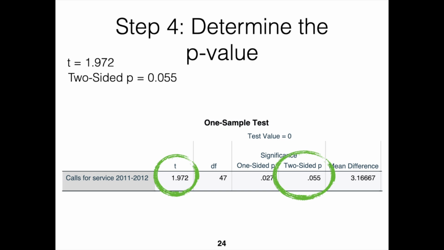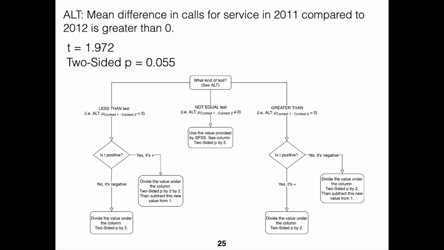Now, when it comes to this table, there are 2 key pieces of information that you need to focus on. One, we need this 2-sided P number, and we also need this T number. So write those down somewhere. You can write them in a Word document. You can write them down on a scratch piece of paper. Once we have these 2 numbers, then we can start finding the true p-value.